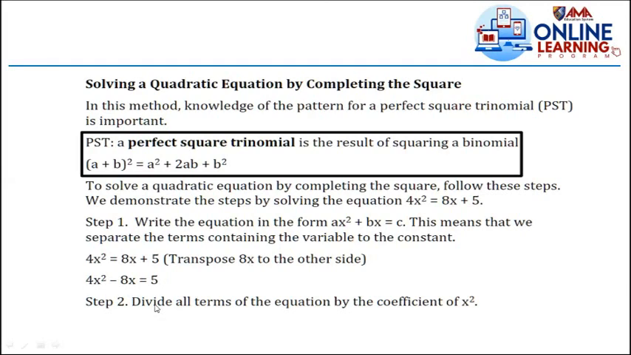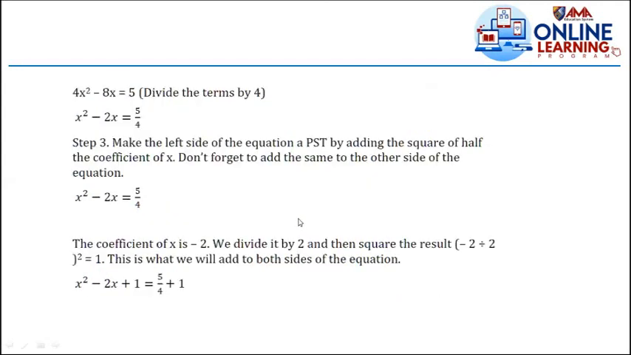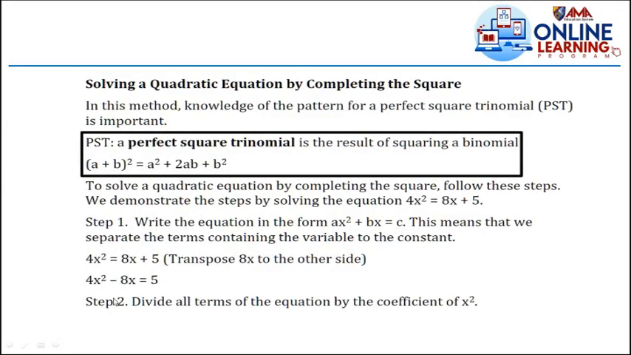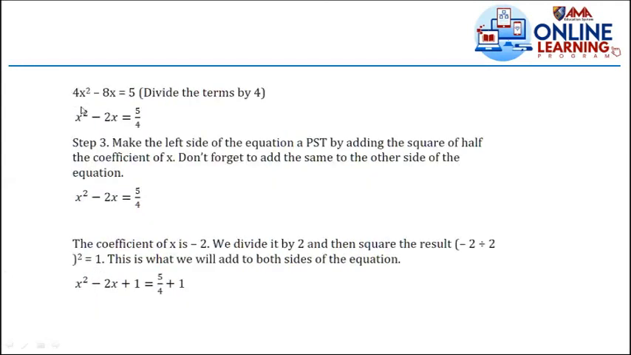Next, step number 2, divide all terms of the equation by the coefficient of x squared. Okay? 4x squared minus 8x is equal to 5. Divide the terms by 4. Okay? So ano yung coefficient dito? Ng x squared, we have 4. Yun po yung i-divide po natin. So, divided by 4, x squared, 8x divided by 4, we have 2x, then 5 divided by 4. Okay? That is your step number 2.